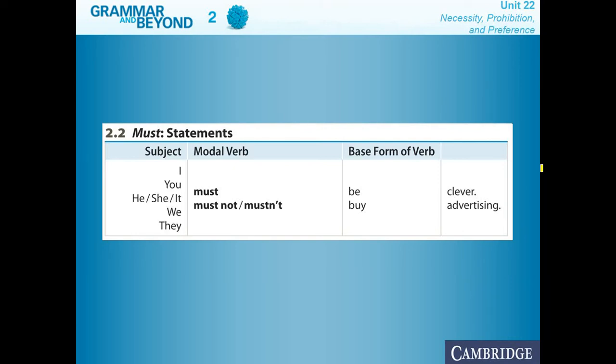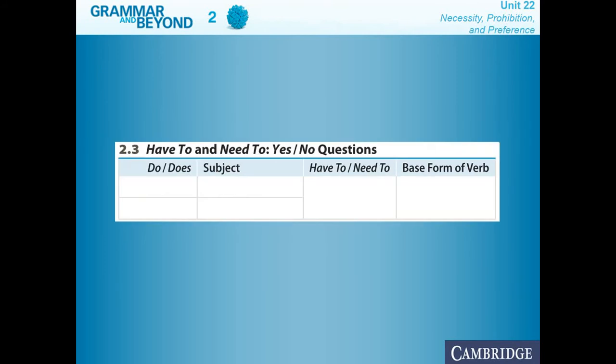Notice that in this case, it doesn't matter if you have the third person singular, you are not going to change anything in the modal verb. It stays the same. Then let's move on to the yes/no questions that are questions that you can answer with a simple yes or no.